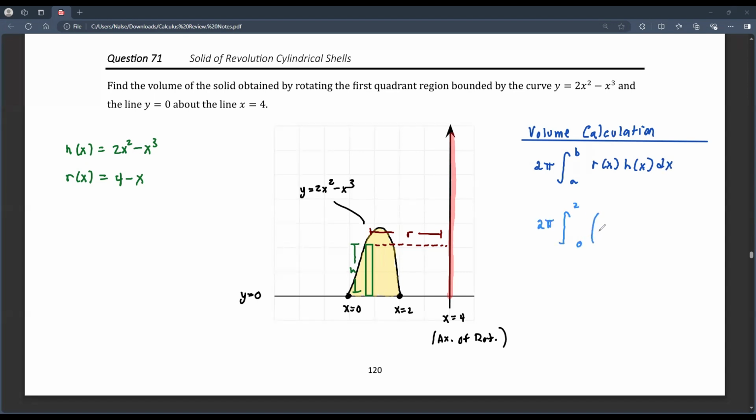Did you use a height of 2x squared minus x cubed and a radius of 4 minus x in your integral setup? Did you use bounds of x equals 0 and x equals 2? If so, you should have found a volume of 112 pi over 15, which is the correct volume of the described solid.